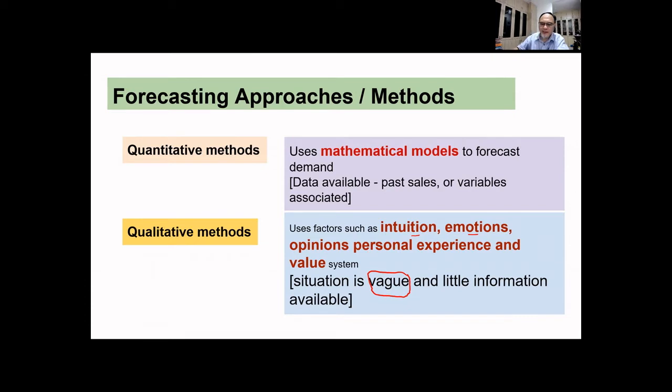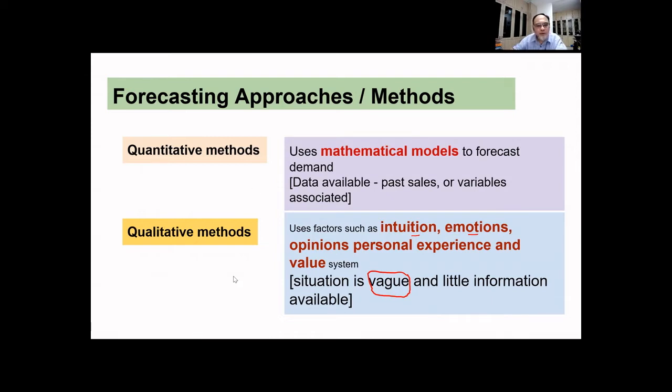Do you know vague? It's pronounced vague. Have you heard of vague before? Unfortunately, not. It's okay. Have you heard of vague before? Yes, the meaning is ambiguous, kind of. Ambiguous, exactly. Ambiguous or not clear. It's transparent, it's not solid. Okay, it's vague, and little information is available. So when little information is available, you go for qualitative methods.